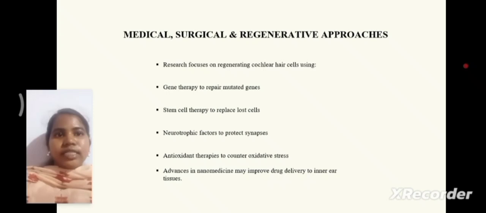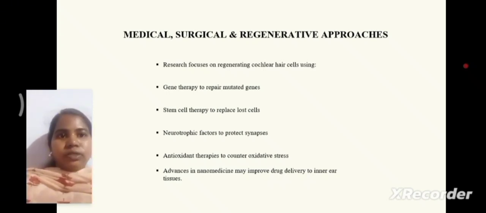Research focuses on regenerating cochlear hair cells using gene therapy to repair mutations, and stem cell therapy to replace lost cells.